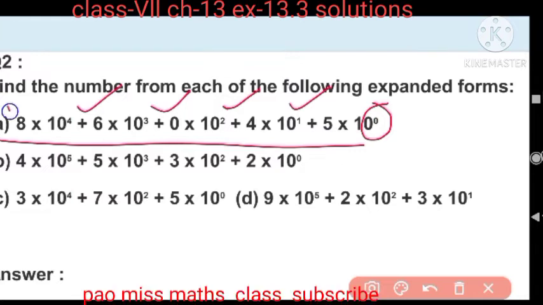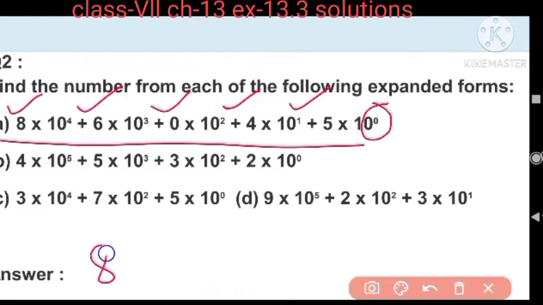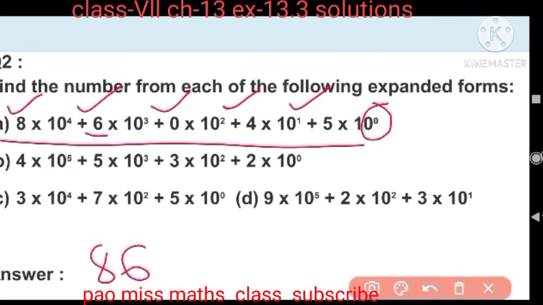So directly what you will write? First one is 8, isn't it? So you will write 8. And what is the next second digit? It is 6, isn't it? You will skip this one. Okay, 10 to the power 4, 10 to the power 3, you will skip this one.